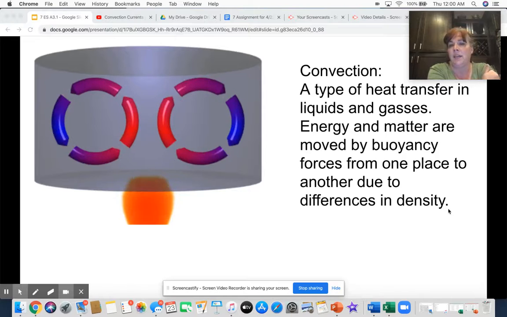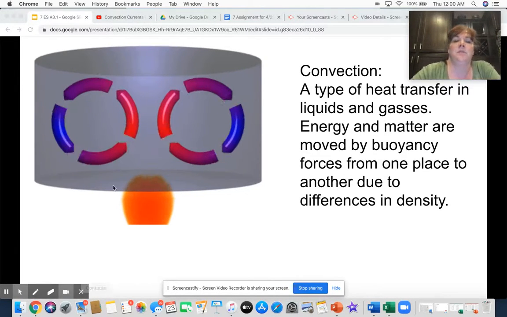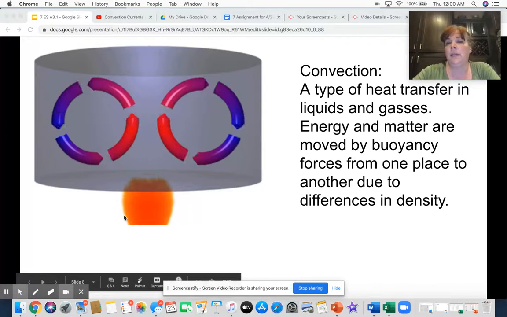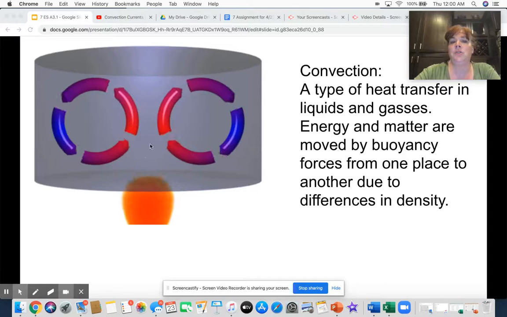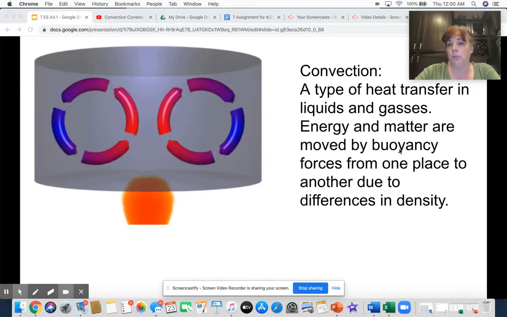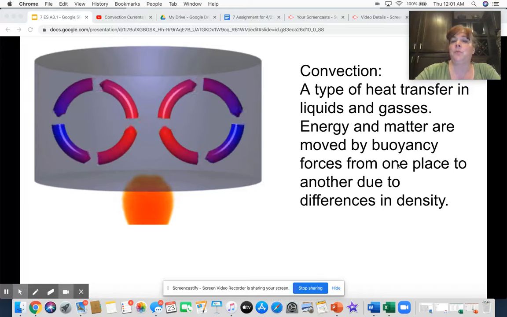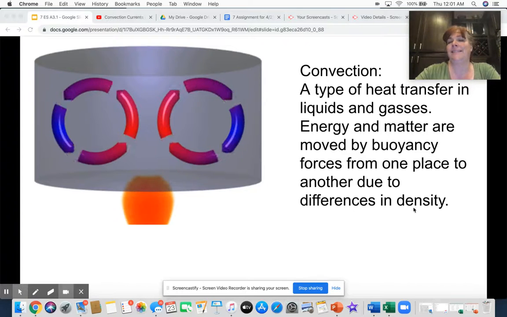So convection, again, is a type of heat transfer in liquids and gases. So right here, I have a heat source, and it is transferring energy into this liquid. As it gets warm here, it's going to become buoyant. Okay, and buoyant means that it floats or rises. And it floats from one place to another due to differences in density.